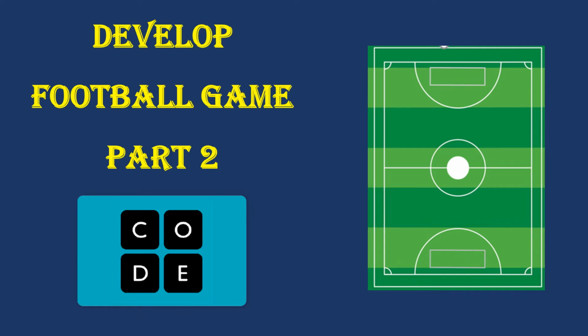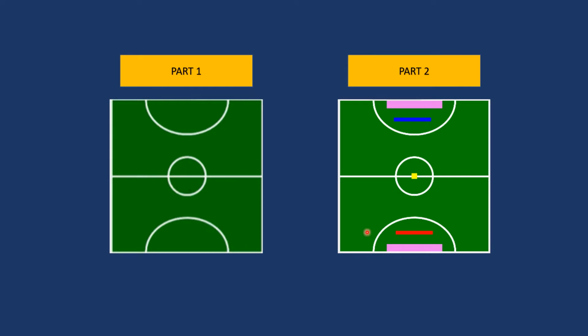Today I am going to make the football game part 2. In part 1 of the football game development video, we have seen how to make the background and the football court for the game. In this video, we are going to learn how to make the players, the ball and the mechanism of the game. If you have not watched part 1 of the football game development video, then please watch it to get a better understanding.